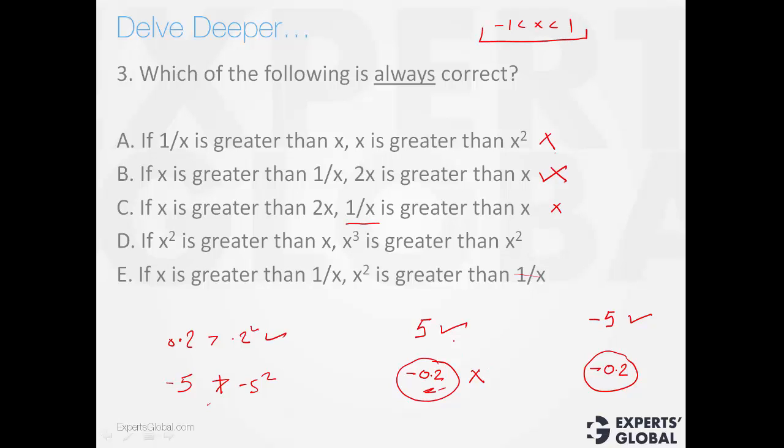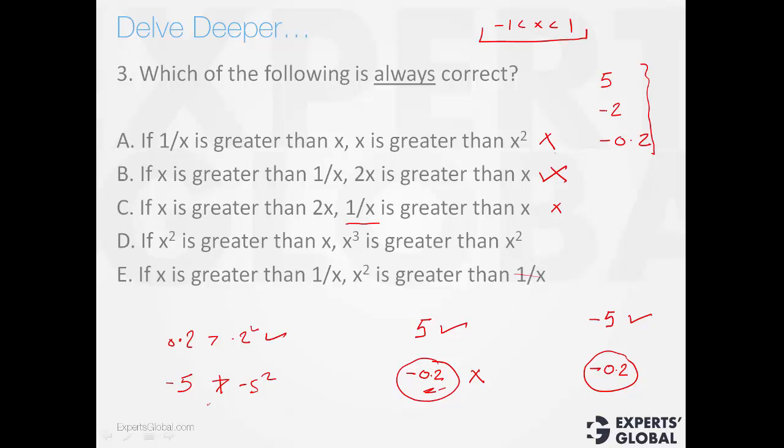Option D. x square is greater than x. So this is possible in two cases. One case when x is a big positive number, let's say 5, and this is also true when x is negative. It can be a negative small integer, negative big value, negative small value. So I'm dividing this deliberately into three types.